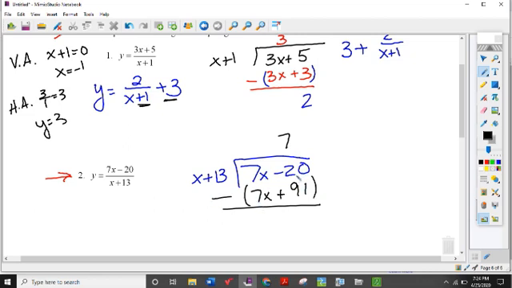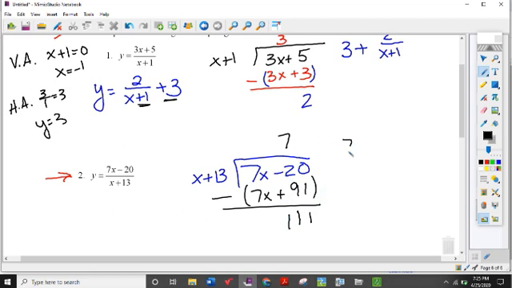And then you get -20 minus 91. It's going to be a weird problem. I wonder if I typed that out wrong. So let's see. That becomes -20 plus -91. So you get 111. Yeah, this is going to be a weird one.